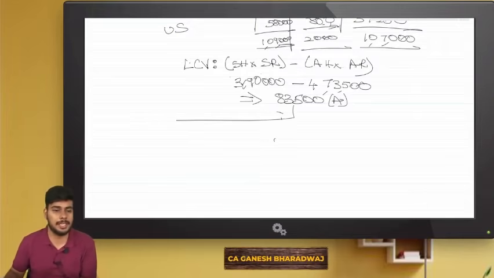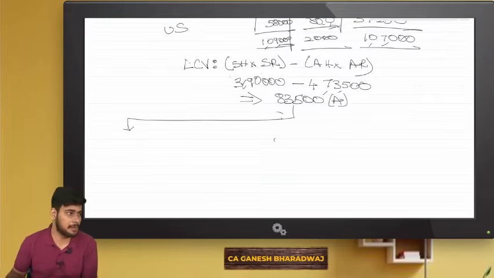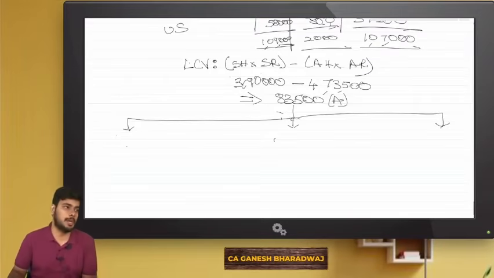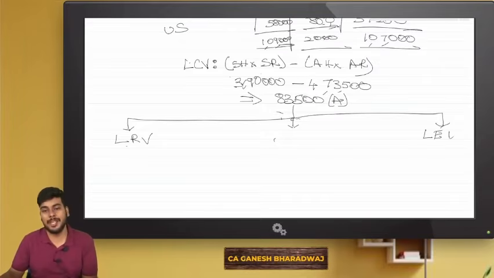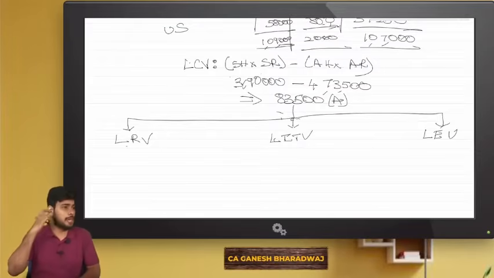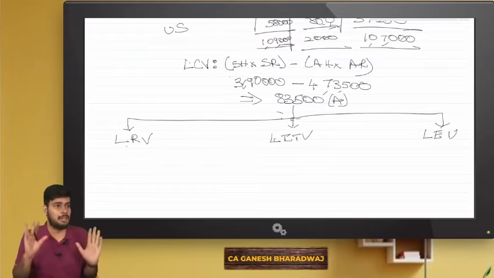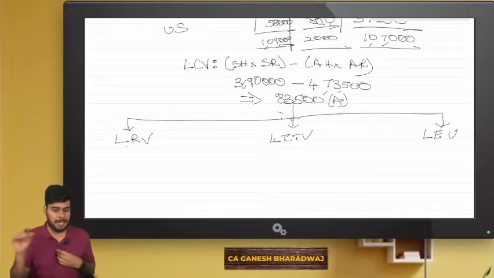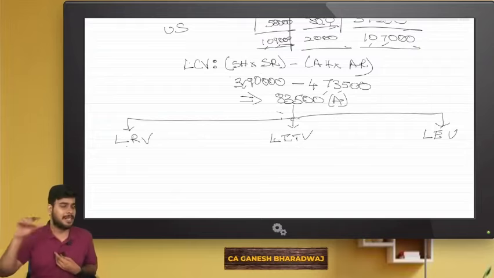Now, branch this into 3. Why 3? Because we have idle time also. Labor rate variance on the right extreme corner, labor efficiency variance, and in between labor idle time variance. Are you clear with this? I hope the short form and all you guys are getting it. That's why I've given it fully in the material that I've printed: labor cost variance.